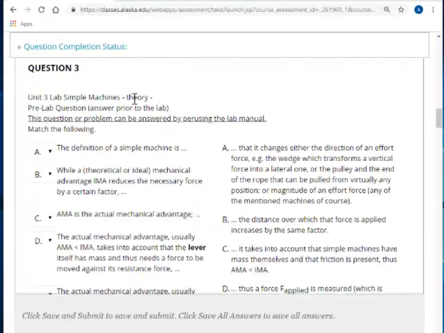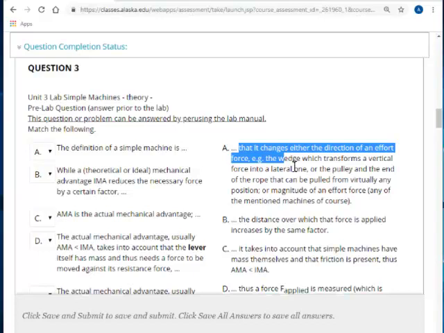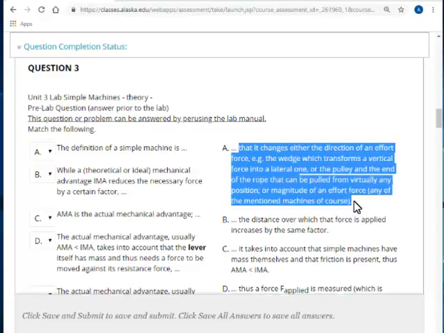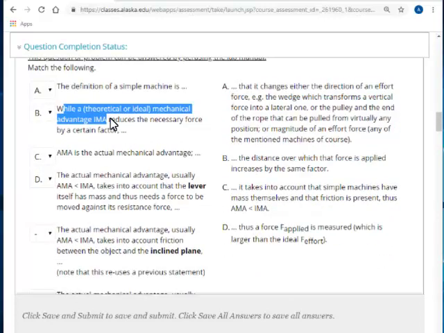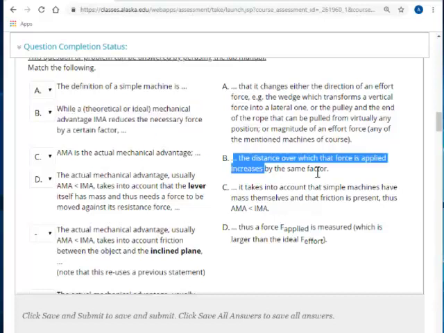Look in the theory part and you will find these here. The definition of a simple machine is that it changes either the direction of an effort force or the magnitude of the effort force, which is usually the case. While a theoretical ideal mechanical advantage reduces the necessary force by a certain factor, the distance over which that force is applied increases by the same factor. So we're not going to get a free lunch. Work is going to be easier, but we still have to do the same amount of work with a simple machine.